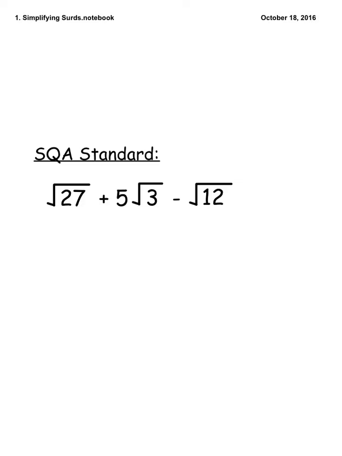Now it's time for an SQA standard question. We've been asked to simplify the square root of 27 plus 5 times the square root of 3, take away the square root of 12. The first thing we need to do is simplify the square root of 27 and the square root of 12. A square number that divides into 27 is 9, and to make 27 it would have to be multiplied by 3. A square number that divides into 12 is 4, and again that would be multiplied by 3.